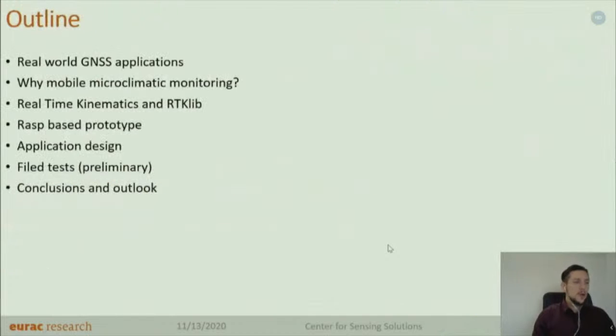The outline of my talk is going to touch really briefly the state of the art for GNSS applications, and then we'll go through why it's so crucial to have mobile microclimatic monitoring. I will then touch a bit on the theory of real-time kinematics, post-processing, and the features of RTK-lib. Then I will show you the prototype we accomplished based on Raspberry Pi and low-cost hardware, and how the application we put in place looks. And then I will go through some field tests that, however, are still preliminary. As you know, this year we didn't have room to go much in the field to do tests.